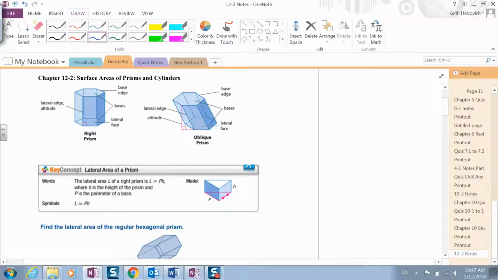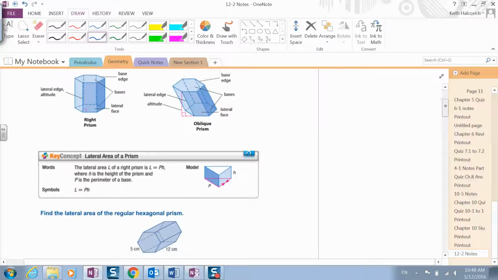You have a right prism, which has what are called lateral faces, and the bases are the two tops. Then you have the edges of the bases, and the edges of the lateral faces. There is such a thing as an oblique prism, that's one that's tilted. A right prism is one that's straight up and down.